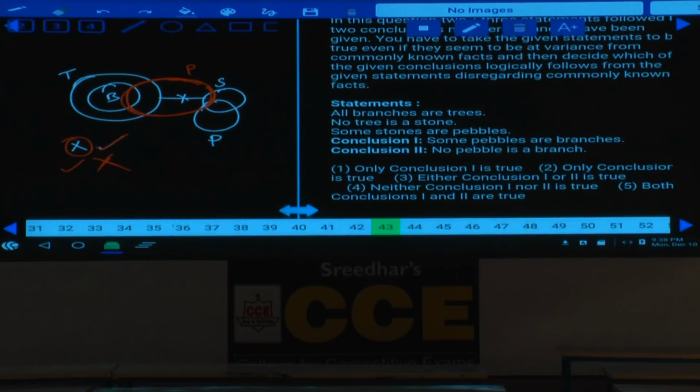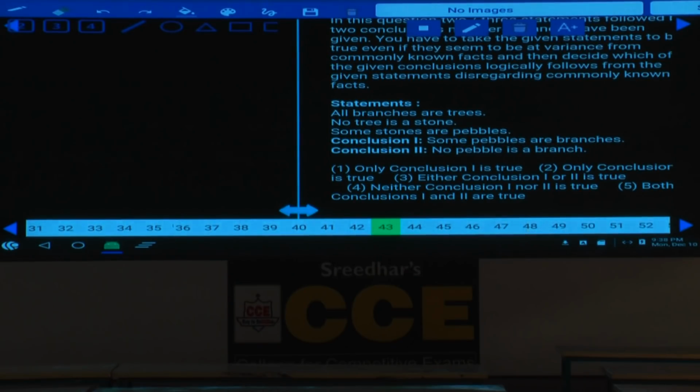Then 44. Now, tell me what is question number 44 here? All branches are trees, again the same. All these branches are what? All branches are trees. Next, no tree is a stone, no intersection between tree and stone, and some of the stones are pebbles. Some stones or pebbles can be written like this.